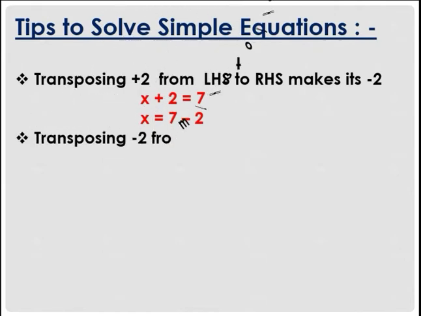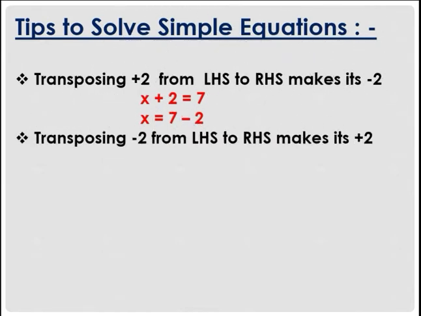Second, transposing minus 2 from LHS to RHS makes it plus 2. Here, 3x minus 2 is equal to 46. So, when we shift minus 2 from the left hand side to the right hand side, it becomes plus 2. So, 3x is equal to 46 plus 2.